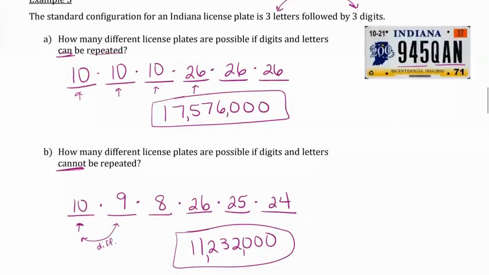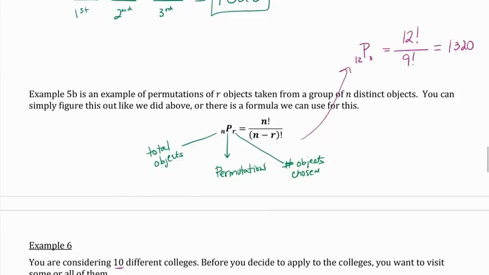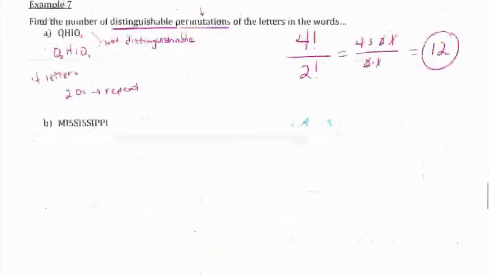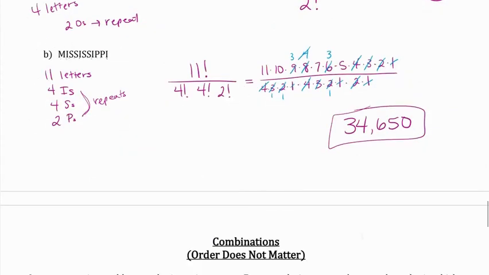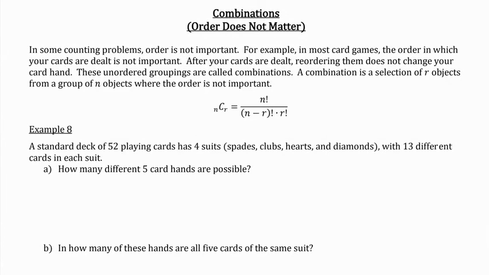Oh, here we talked about when things can repeat and when things can't. That was on our counting problems. It's a little bit different than dividing out the repeats. There's different ways to think about those. Okay, next up, combinations instead of permutations.